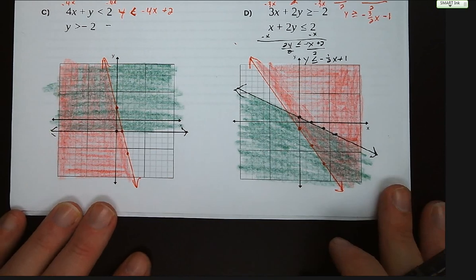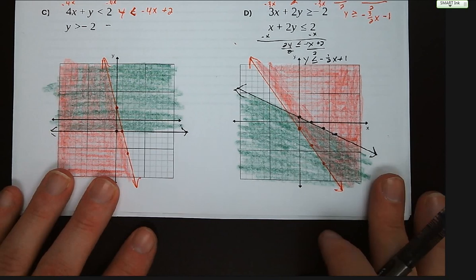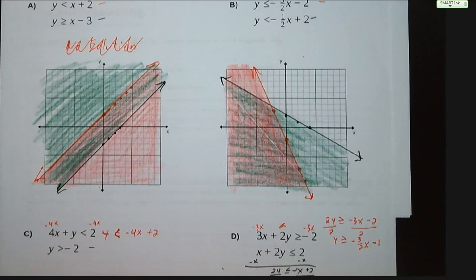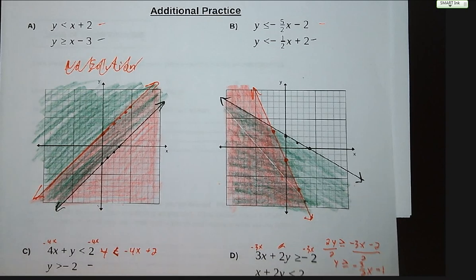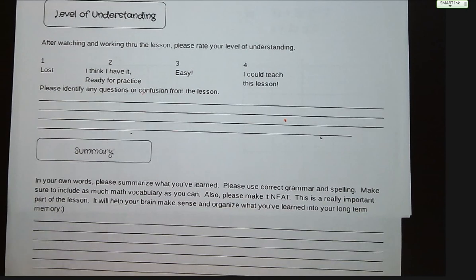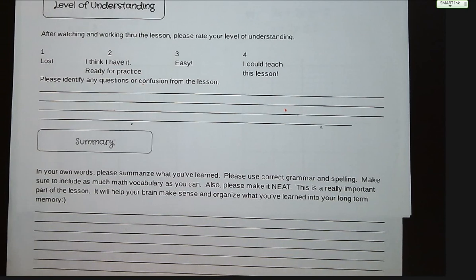Okay, so those are some additional examples. If you want to work through them on your own, you can see the work that I have shown there to solve each of these problems, and you can do those on your own if you would like. All right, so make sure you rate your level of understanding, 1 through 4. Write down any questions you may have come up with, and please write a summary for this lesson.